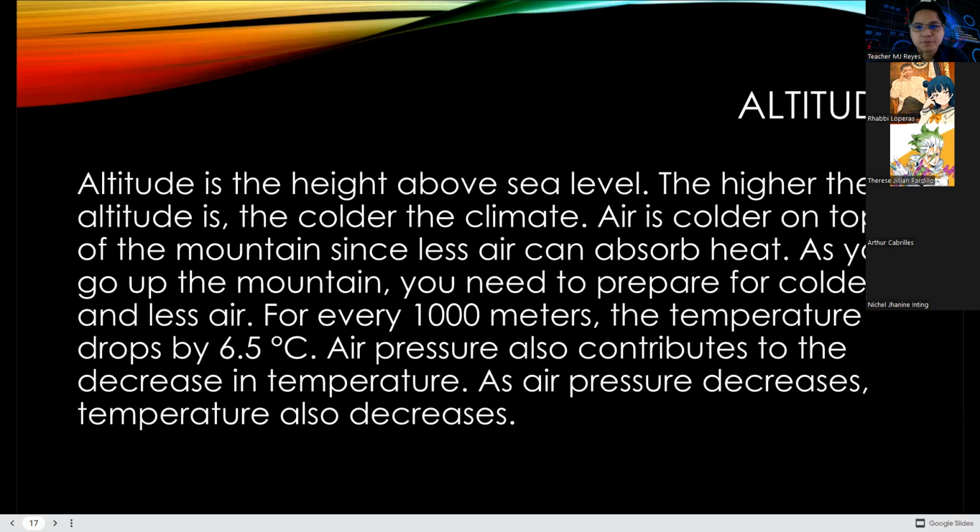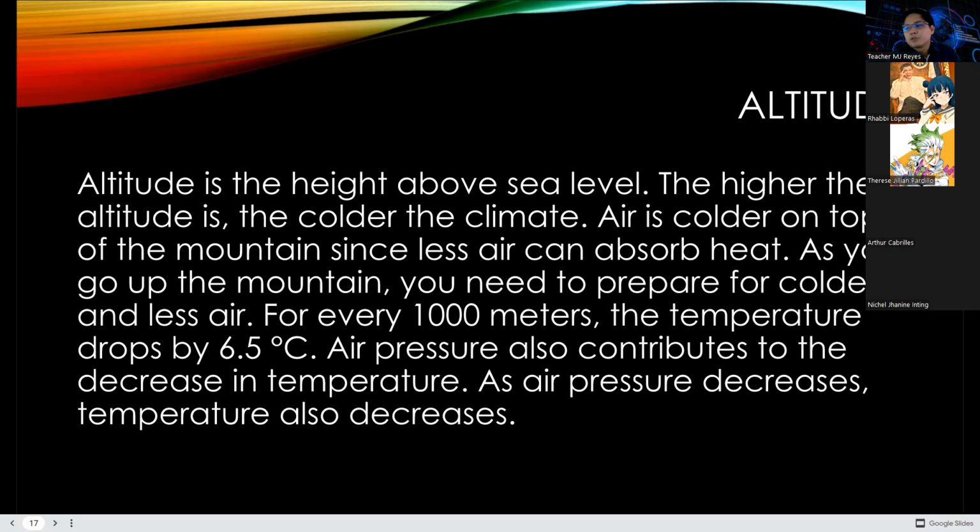Air is colder on the top of the mountain since less air can absorb heat. As you go up the mountain, you need to prepare for colder weather and less air. For every 1,000 meters, the temperature drops by 6.5 degrees Celsius. Air pressure also contributes to the decreased temperature. As air pressure decreases, temperature also decreases.